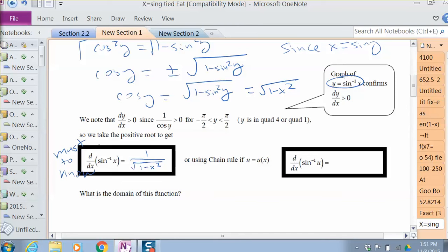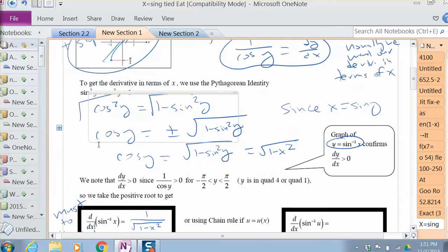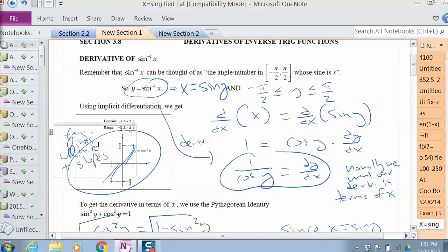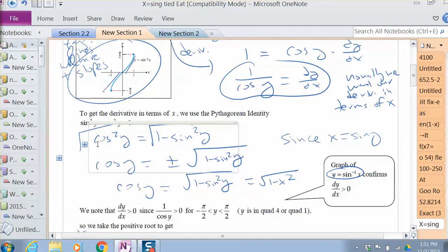You'll want to memorize it, but that's how you can actually derive it, by just thinking of what inverse functions do. y equals inverse sine of x, well x equals sine y. Take the derivative of both sides using implicit differentiation. Then using a little bit of nifty trig stuff that we know, sine squared plus cosine squared is 1. Isolate cosine y, and then substitute back in, we should be okay.